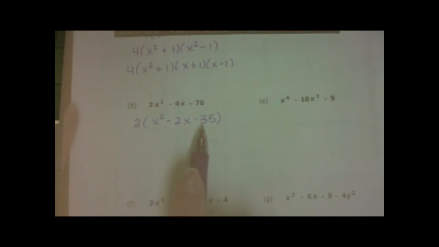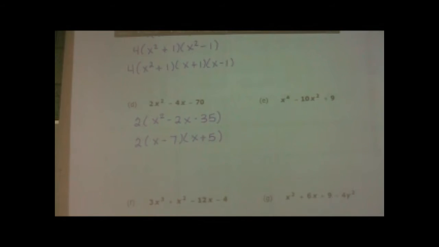I'm looking for what multiplies to negative 35 and adds to negative 2. That is negative 7 and positive 5. So I have x minus 7 times x plus 5. Now I have a power of 1 here and a power of 1 here, so this isn't going to factor any further. I am done.